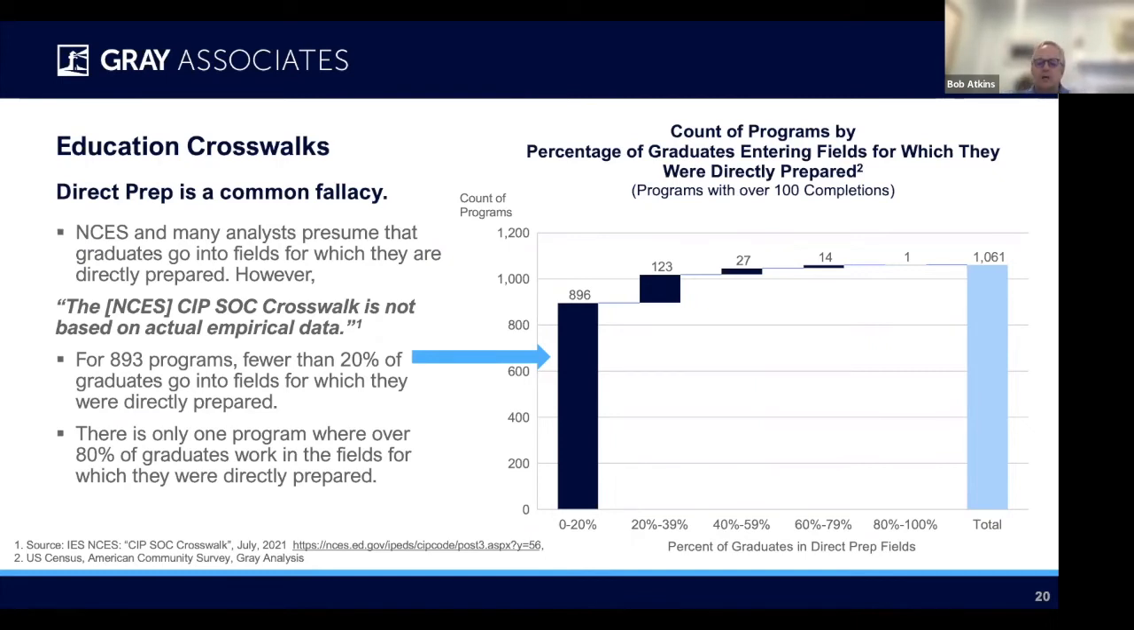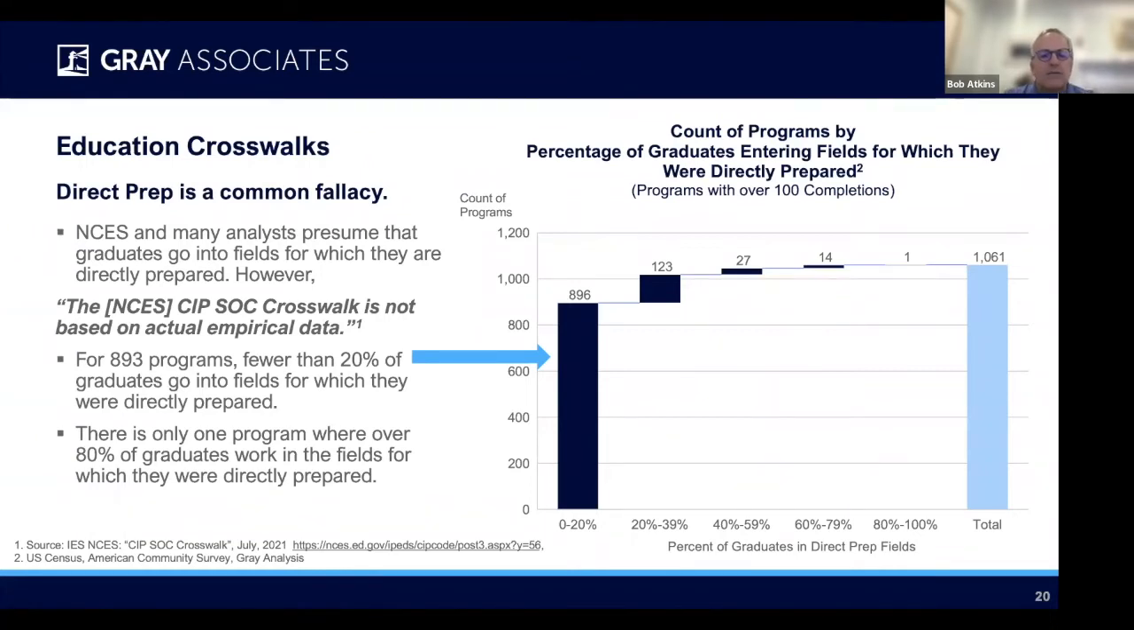And that crosswalk is predicated on the belief that people go into, or should go into, or are prepared only for the field for which they've been immediately educated. So if I study nursing, I should become a nurse. That's direct prep.